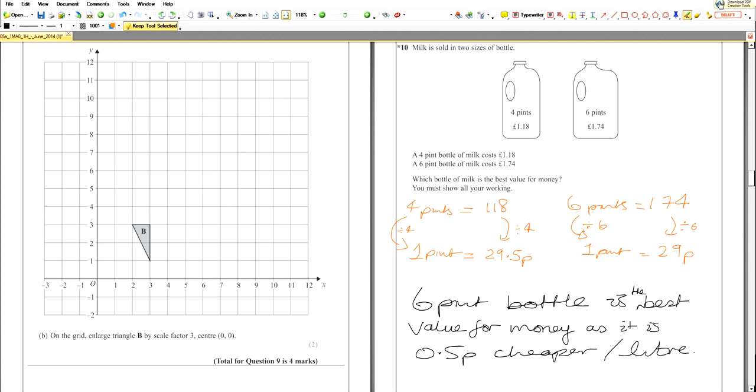Okay, are we happy with that? So we've cheaper per pint. Cheaper per pint, sorry, thank you. So it's not litre. Thank you very much. Let's see if we can do that. Oh yeah, very good.